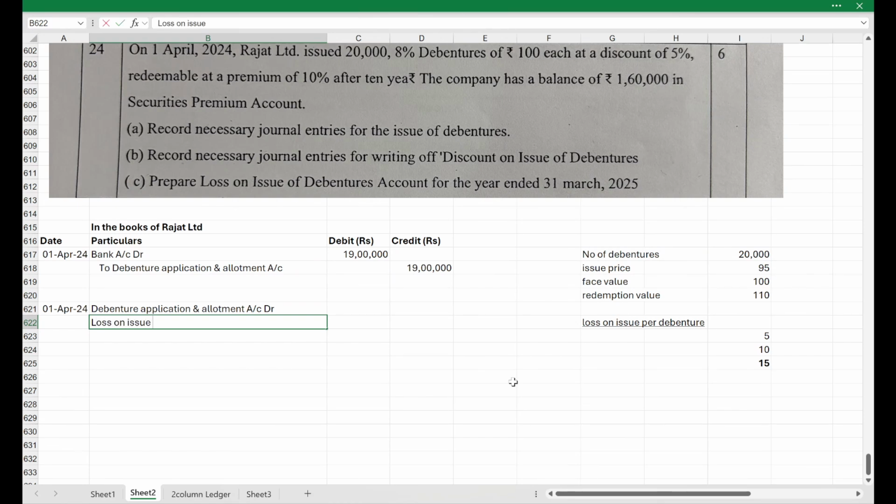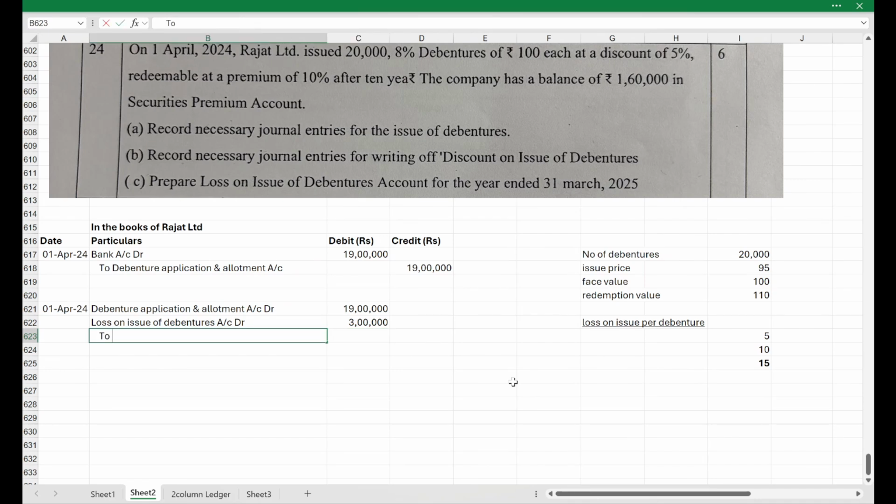I am writing loss on issue of debentures account debit, right? So here we will get the entire 19 lakhs, and loss on issue of debentures we already found out, 15 rupees we have lost per debenture. So totally how many debentures? 20,000 debentures. So loss on issue of debentures is 3 lakhs, right?